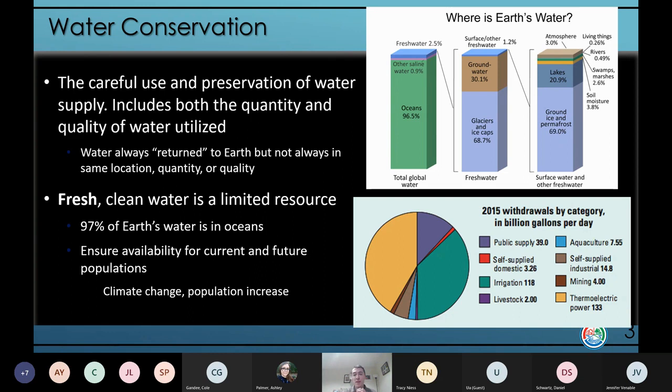So it's important to know that water always returns to the earth, but not always in the same location, quantity, or quality. So sometimes that water, while it's moving through the cycle, can pick up various pollutants along the way, whether it's in the soil through nitrogens and phosphates, or whether it's picking it up and depositing it atmospherically, that can happen as well. So fresh water is a limited resource, and with climate change and increasing populations, it is even more important that we protect and conserve the fresh water that we have.